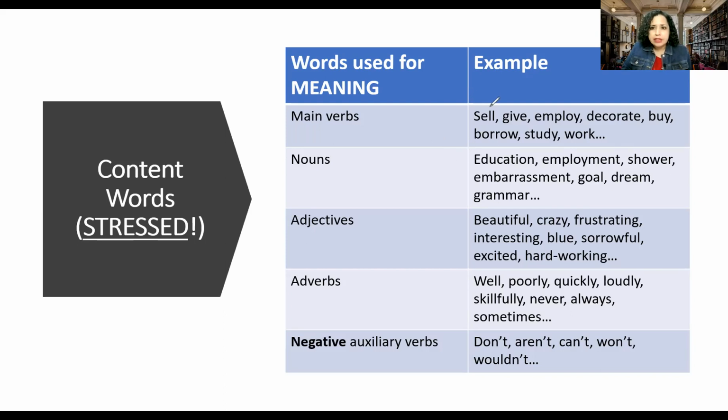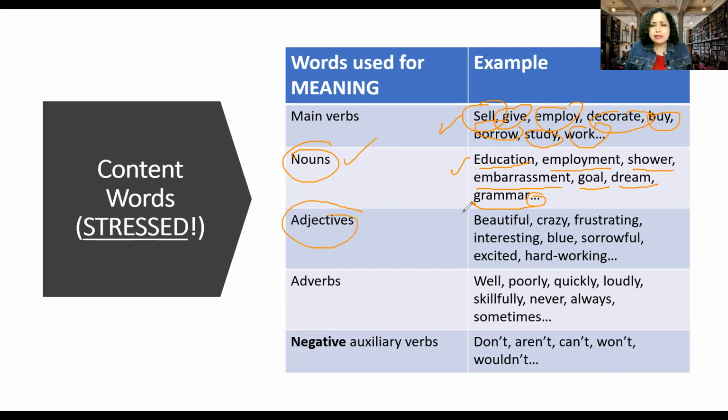For main verbs: sell, give, employ, decorate, buy, borrow, study, and work, and even more, those are stressed words. So if you are going to use main verbs in a sentence, you are supposed to stress them. When you're pronouncing those words, you're supposed to stress them. For nouns: education, employment, shower, embarrassment, goal, dream, grammar, and more. Those are examples of the nouns that you are supposed to be stressing.